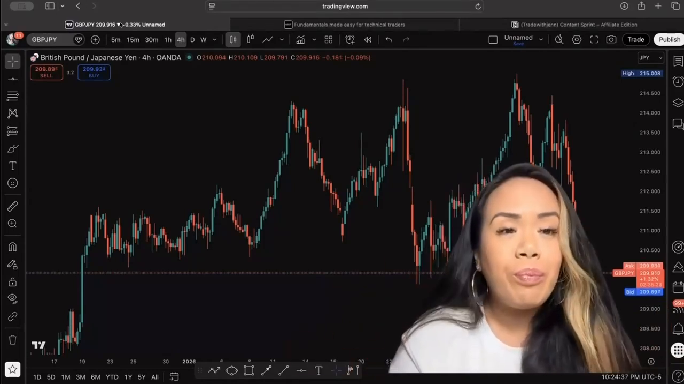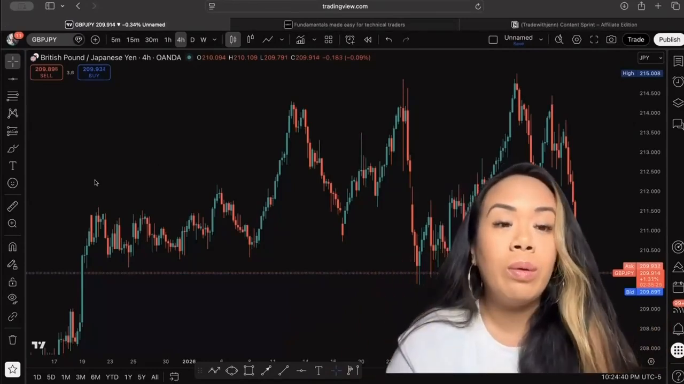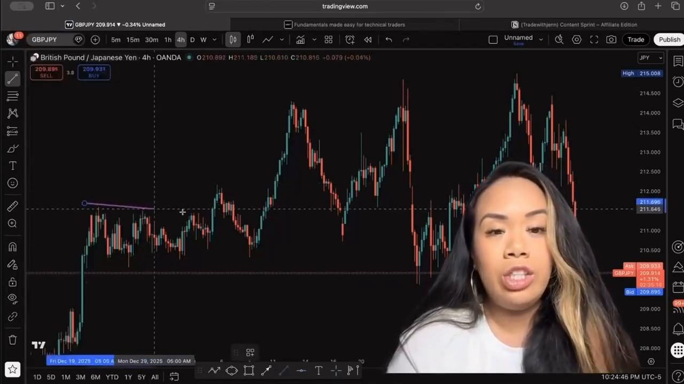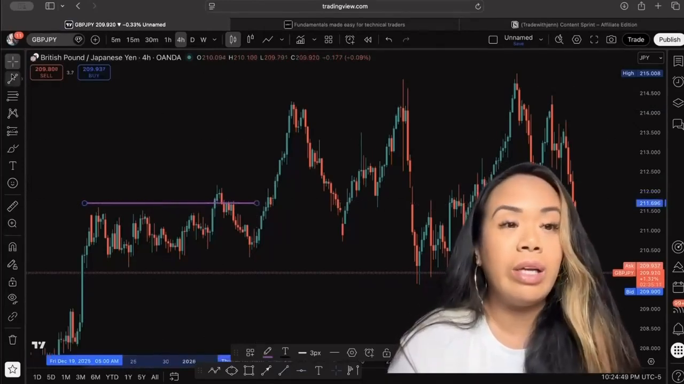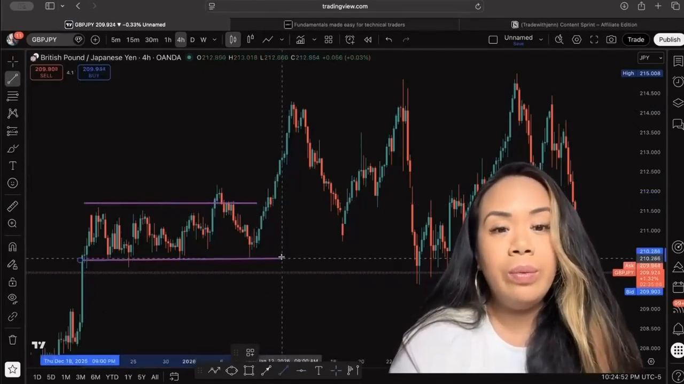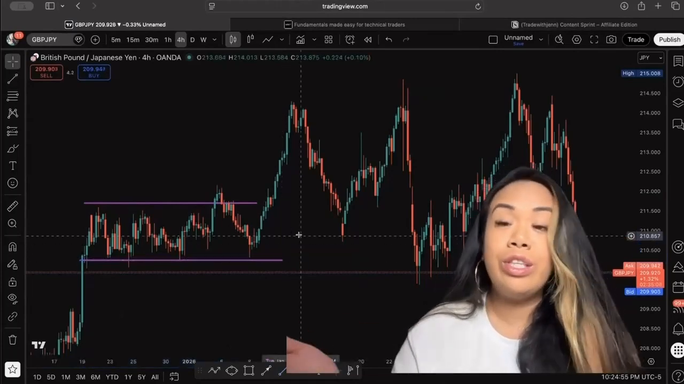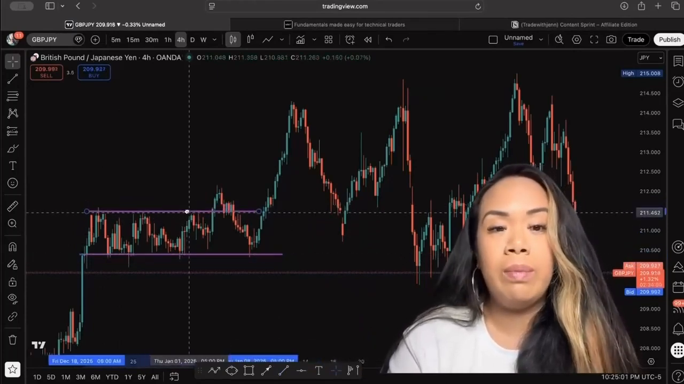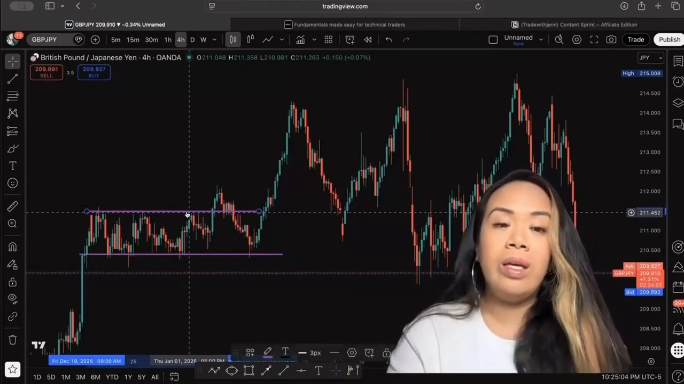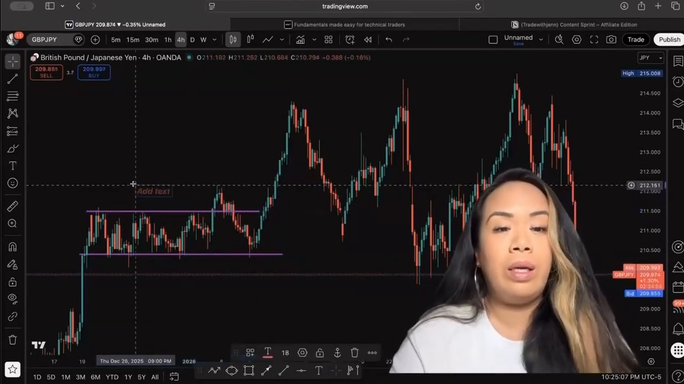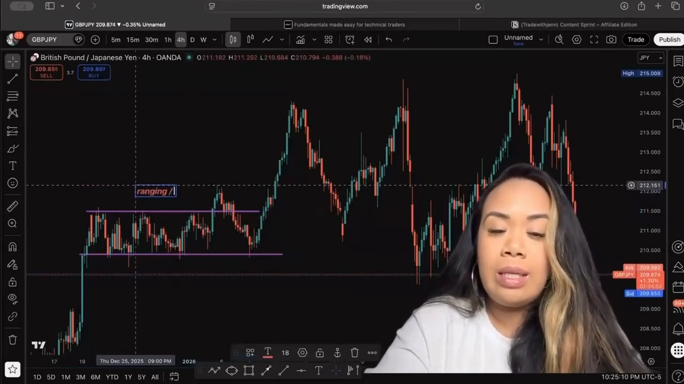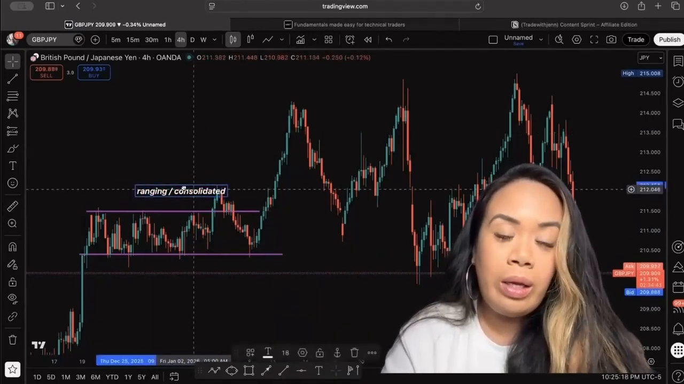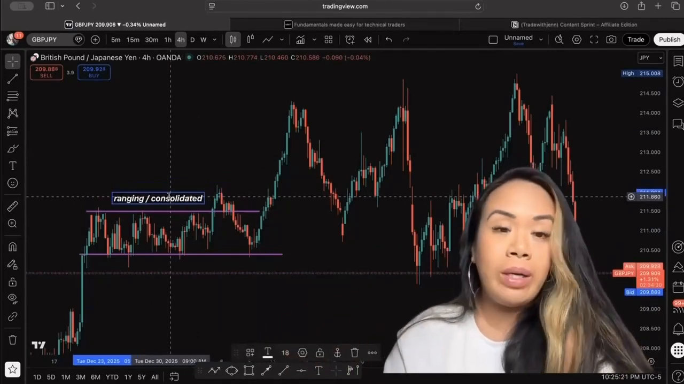Now, let me go ahead and pinpoint those three main things I just spoke about. Let's look for consolidation to begin with. Consolidation is literally anything that goes sideways. In other words, it's also considered to be ranging. Consolidated, ranging, just different terms; they pretty much mean the same thing. So this right here is definitely considered to be a ranging market, ranging or consolidated.